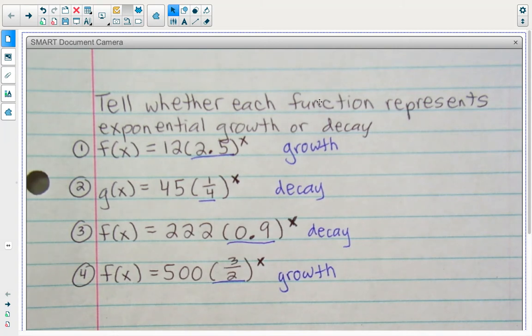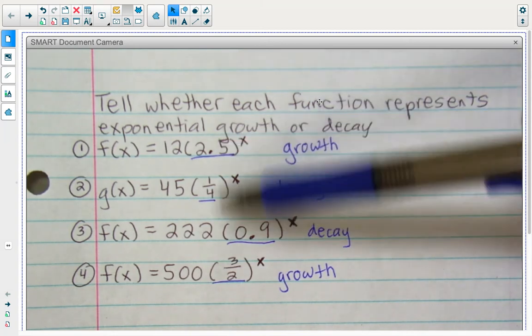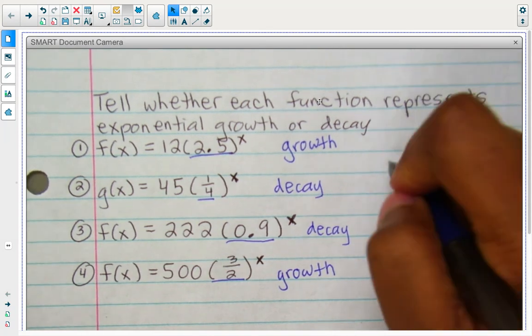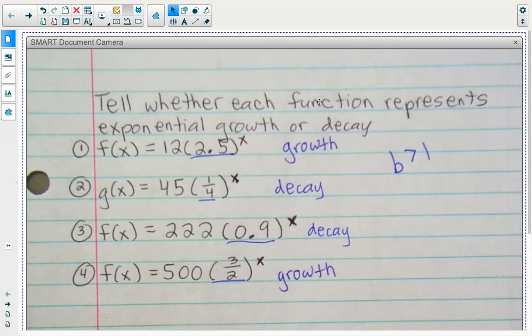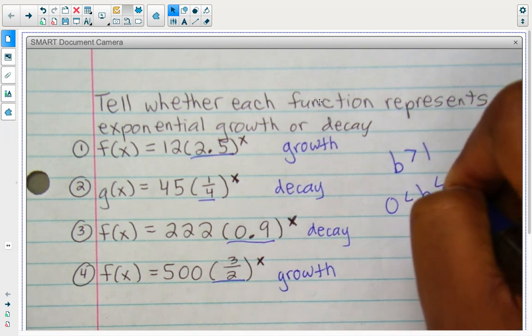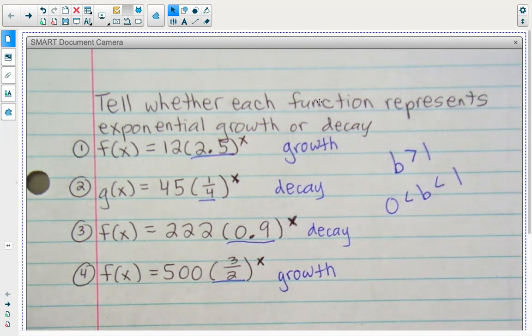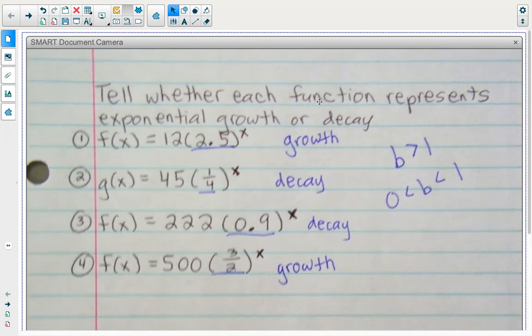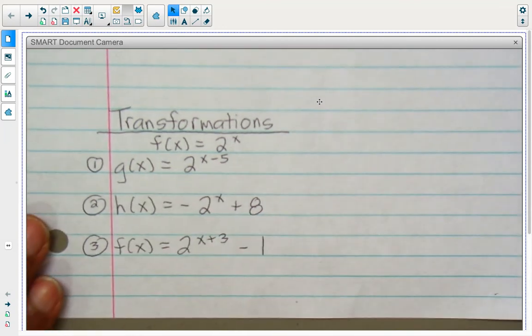However, just some things to save you some time. If your base is bigger than 1, it's going to be growth. So if the base is bigger than 1, it's growth. And if your base is between 0 and 1, then it's going to be decay. Keep in mind, we're only going to be working with the positive numbers for this. Okay. Now let's talk about transformations.